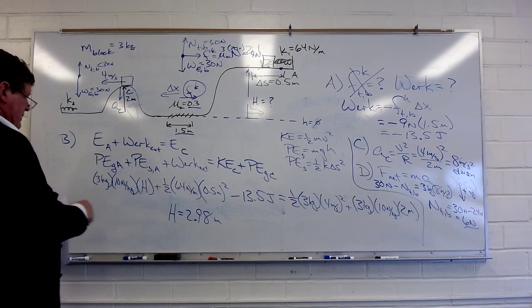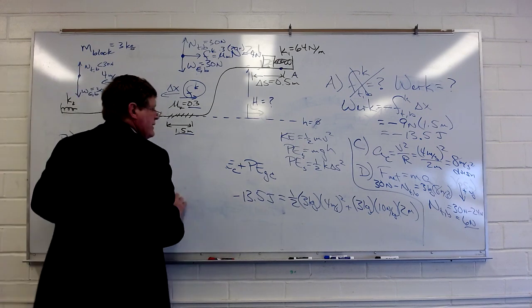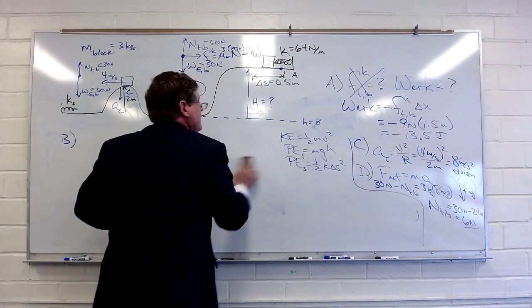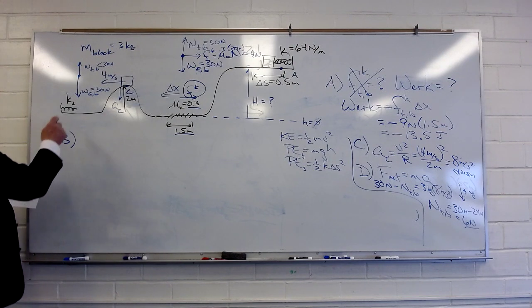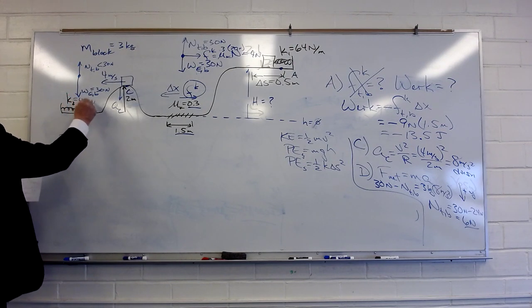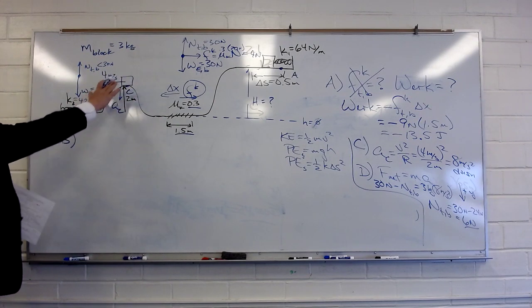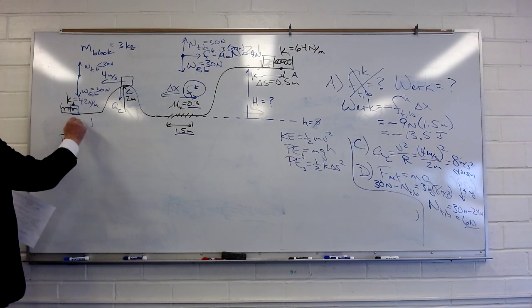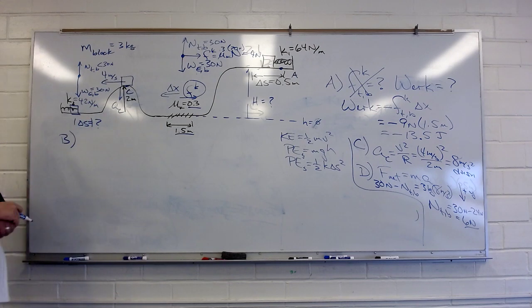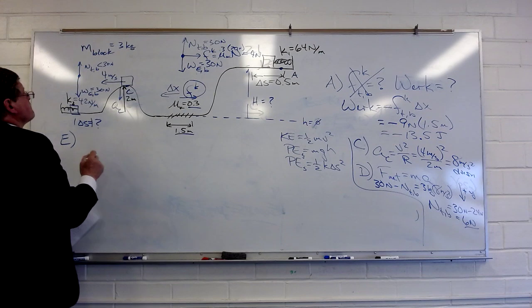Now I'm running out of time here, folks, so I'm going to race through the last part. By now you should have a clear idea of how to do it. If this spring constant is 42 newtons per meter, and this block comes down from where it is up here and hits the spring and compresses it, how much will it compress the spring before it stops?